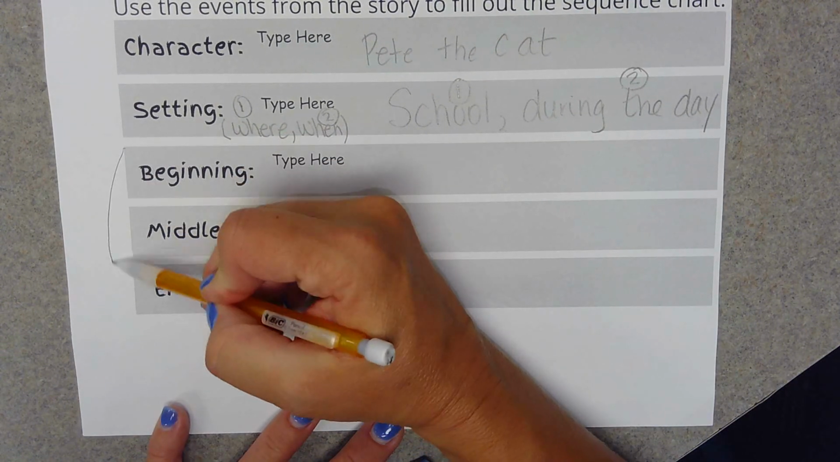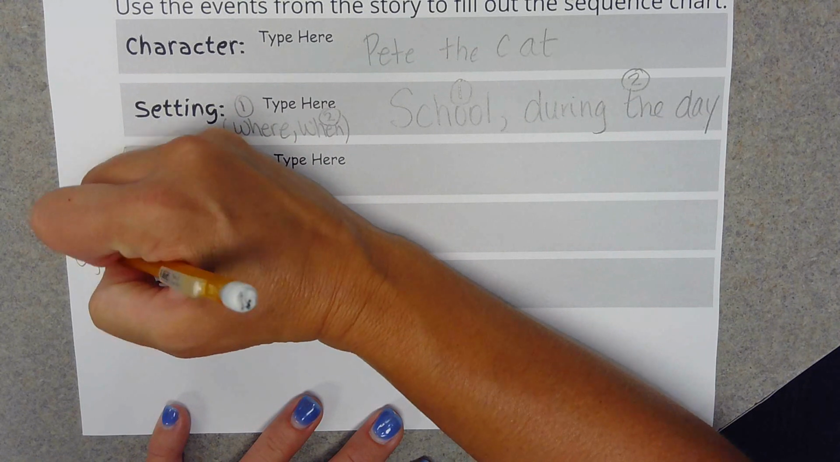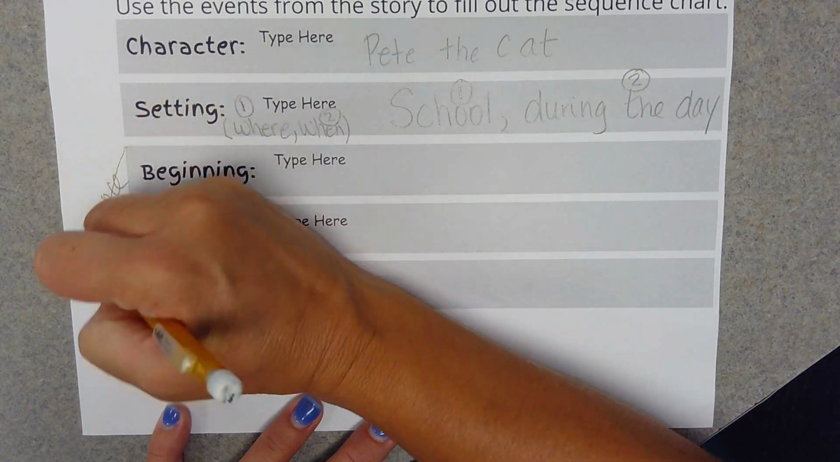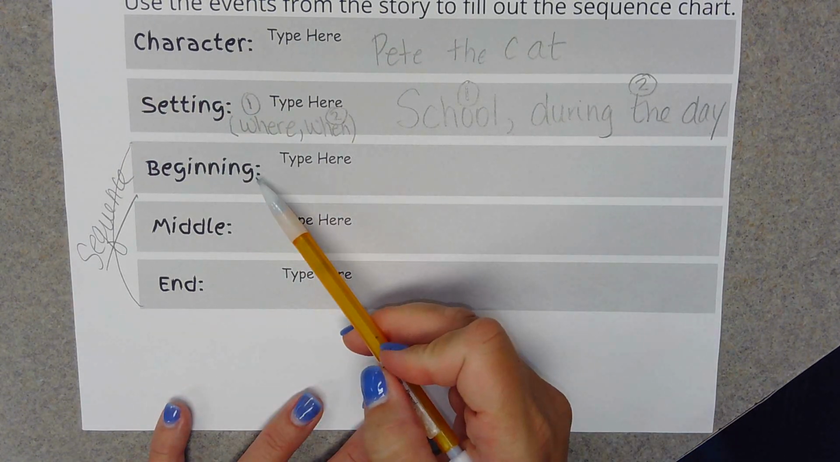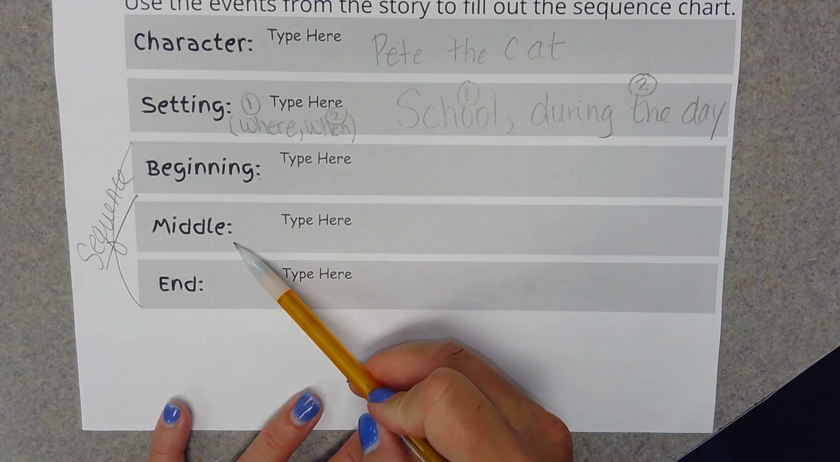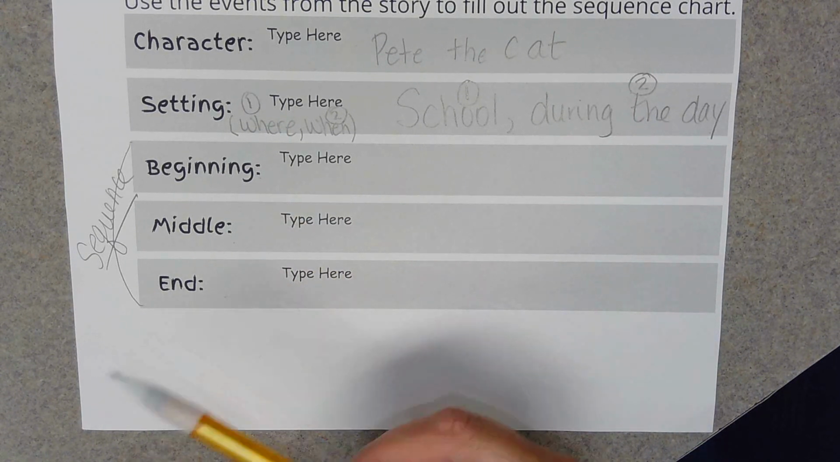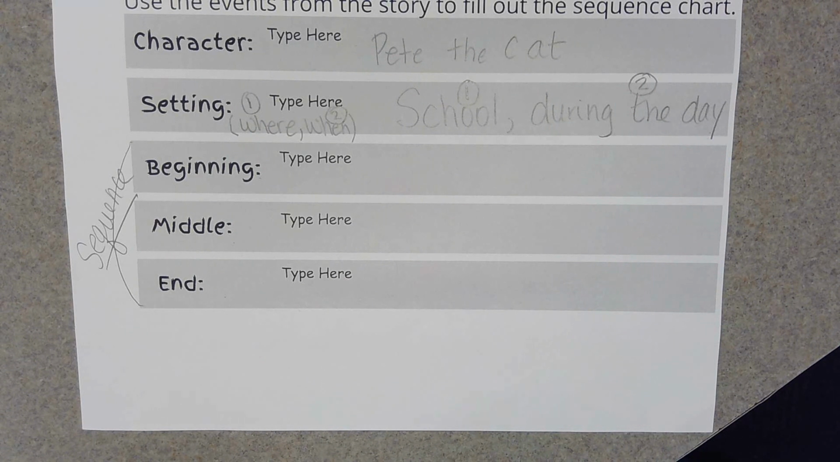Now we're going to look at the sequence. You don't have to do this, but I'm going to write this over here. We're going to think about the sequence. What happened at the beginning of this book? What happened in the middle of this book? And what happened at the end of this book?